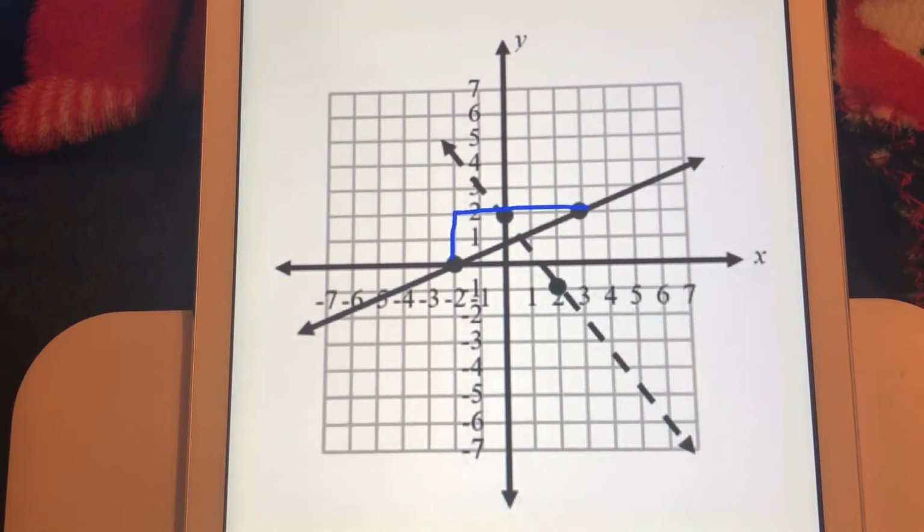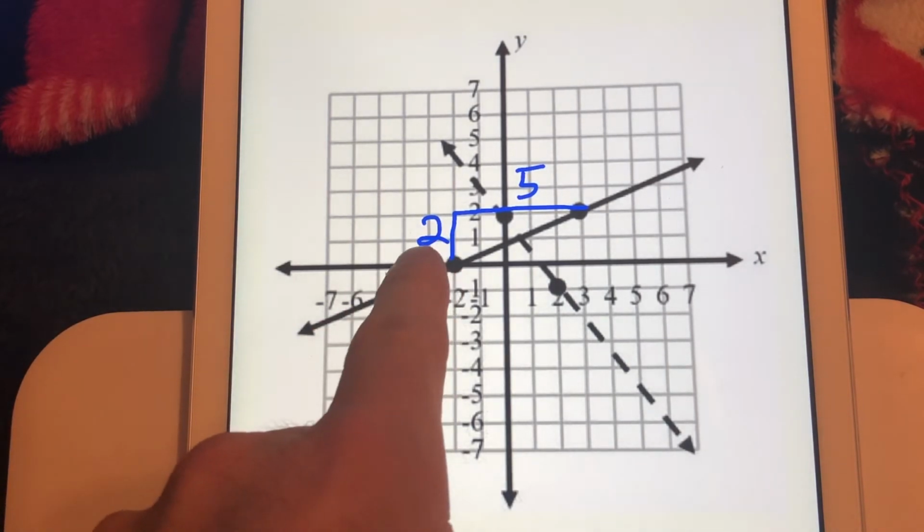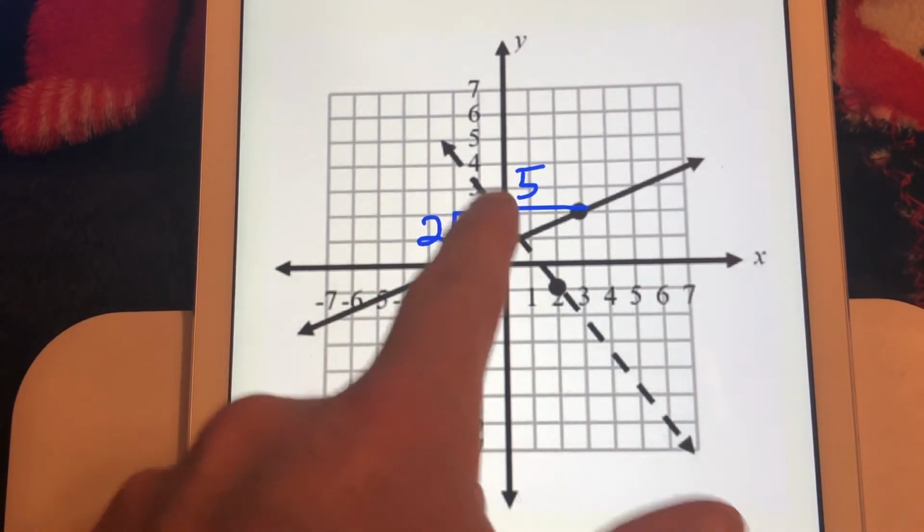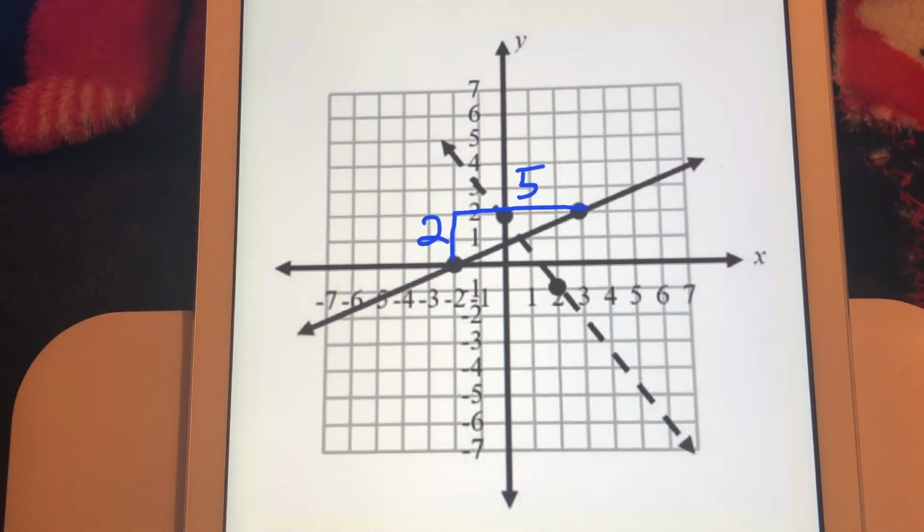All right, so we're going to draw our triangle first. Our vertical change, our rise, is going to be positive 2. And our run, our horizontal change, is going to be 5. So for that slope, remember the rise comes first, so it's going to be 2 over the run of 5. So the slope there is going to be 2/5.